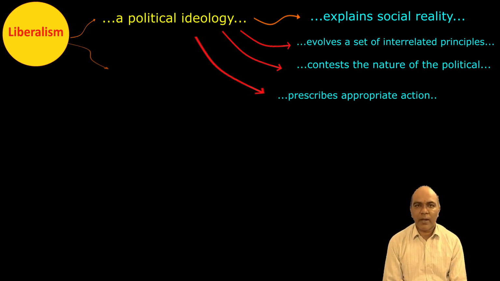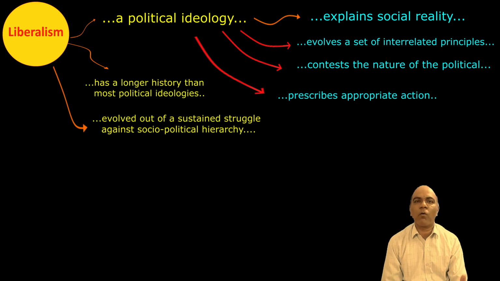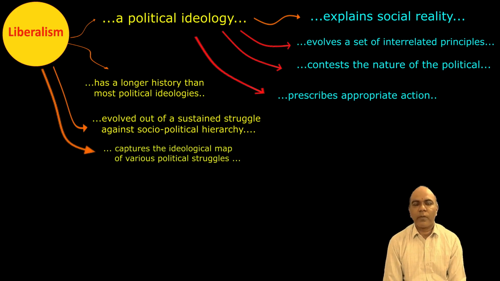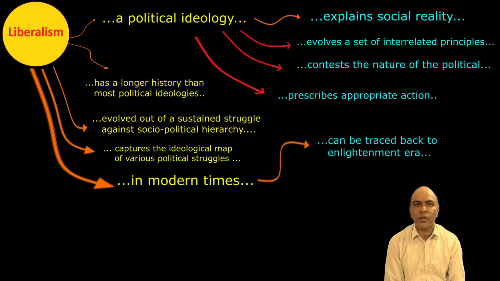We can say that it has a longer history than most political ideologies. It primarily evolved out of sustained struggles against hierarchically organized social and political relations. In many ways, it captures the ideological map of various political struggles that human beings have witnessed, and this time span covers roughly the last 300 years. Liberalism as a political ideology in modern times is traced back to the Enlightenment era.